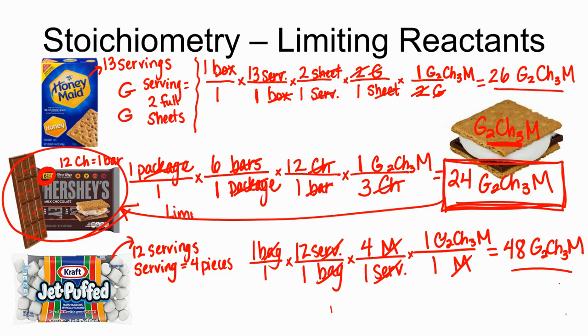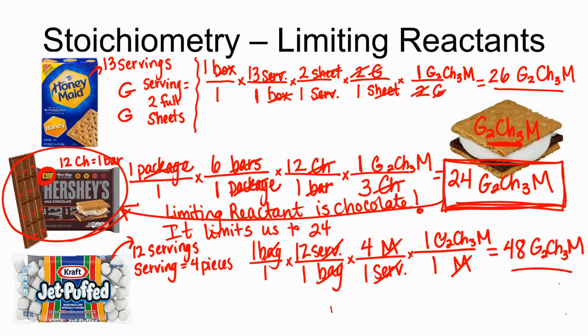So the limiting reactant is chocolate, and it's going to limit us to only being able to make 24 s'mores. We'll never be able to make the 26 or the 48 s'mores. So in limiting reactant problems, we're going to pick the least amount of product, and that's how much product we'll be able to make.